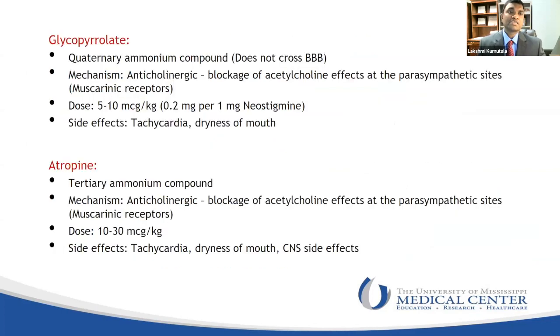Glycopyrrolate is a quaternary ammonium compound. It does not cross the blood-brain barrier. On the other hand, atropine is a tertiary ammonium compound. It does cross the blood-brain barrier and produces central nervous system effects. The other side effects with these medications are tachycardia and dryness of the mouth.